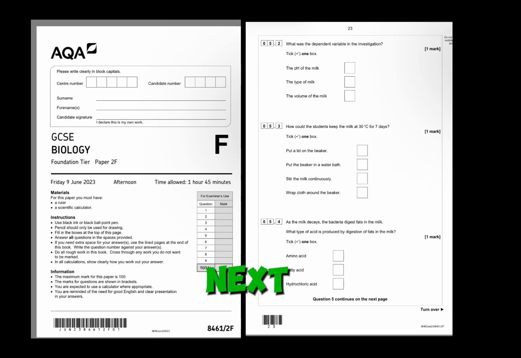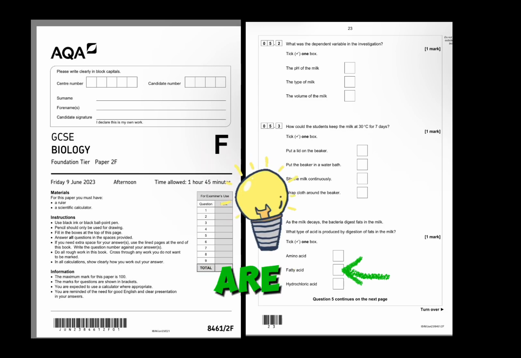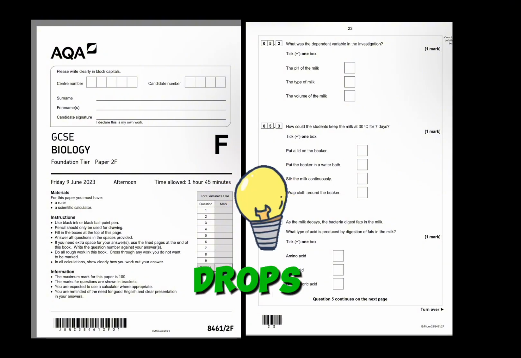Next, part of question 5.4 asks you what type of acid is produced by digestion of fats in milk. And the answer is fatty acid. Exam tip. Fats, lipids, are broken down into fatty acids and glycerol. The production of these acids is why the pH drops as milk spoils.